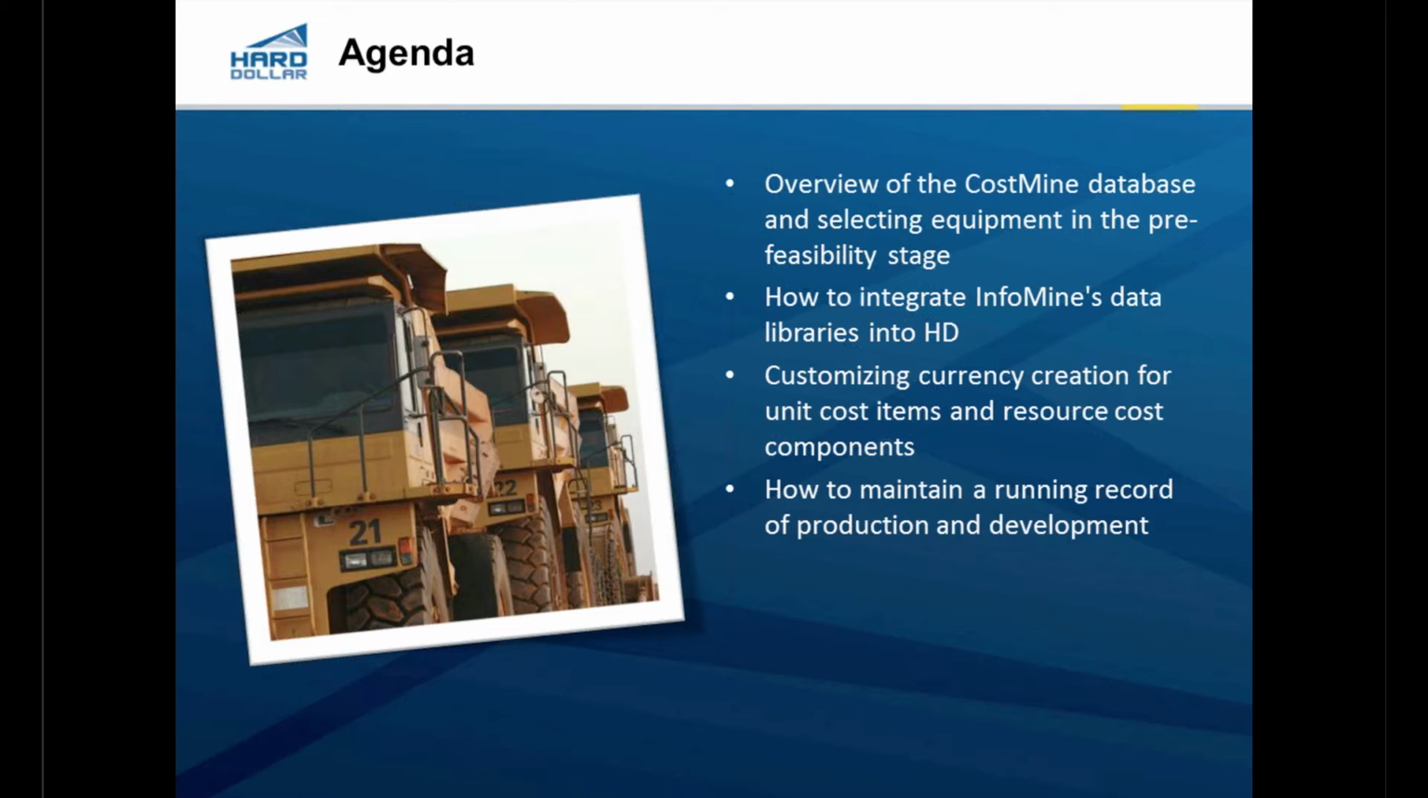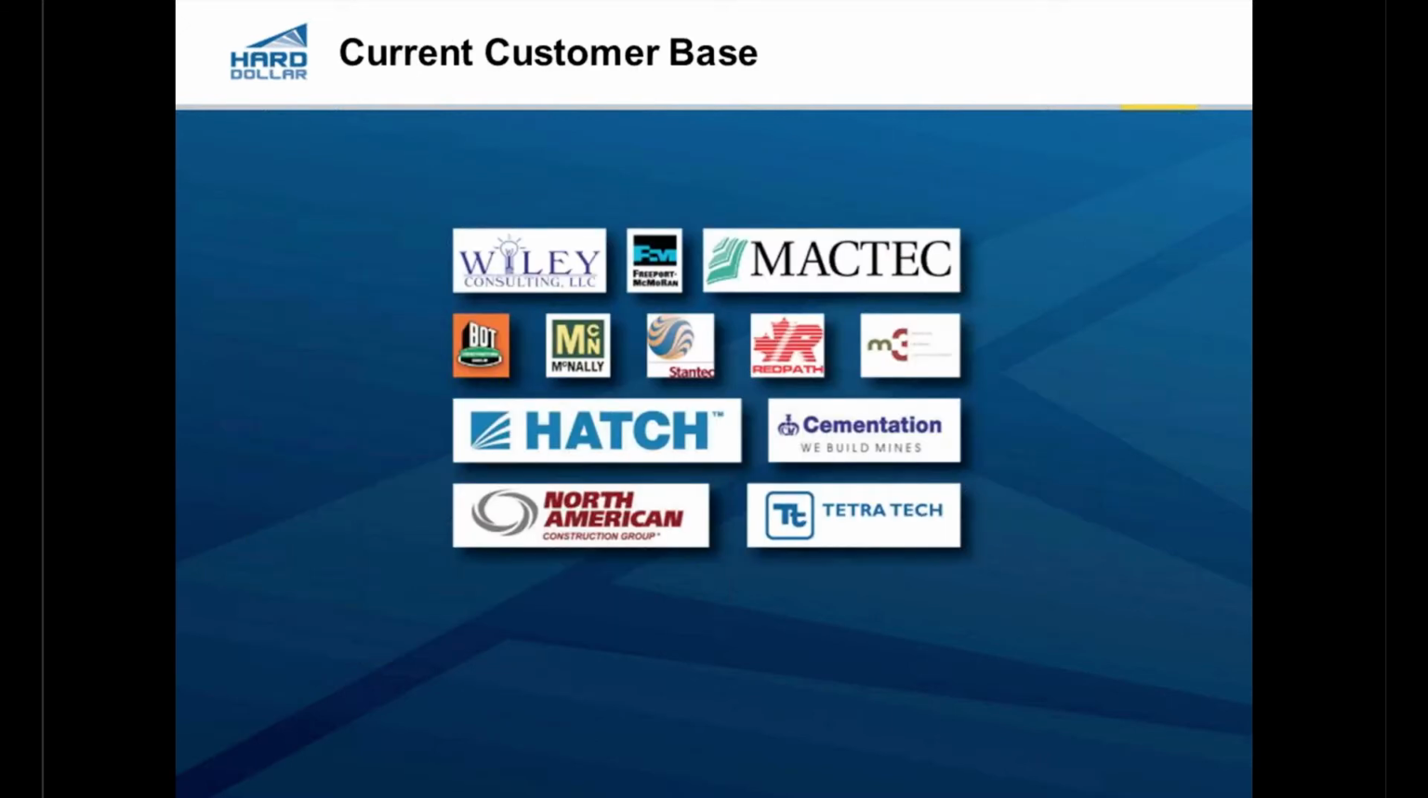We're also going to look at customizing currency creation for unit cost items and resource components, breaking down, even within a single project, multiple currencies based on the activities they're related to. And then the last thing we're going to do is look at how to maintain a running record of production and development. So as life changes, as it always does, and as equipment needs and WBS needs change, we're keeping up on those changes.